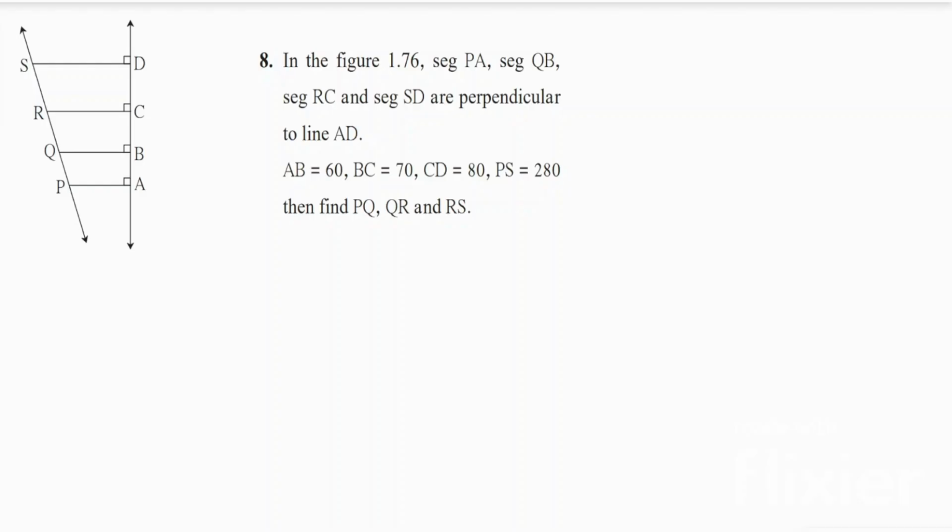Question number 8. In the figure 1.76, seg PA, seg QB, seg RC and seg SD are perpendicular to line AD. So the value of AB is 60, BC is given as 70, next CD is given as 80. Now we'll write the given first.